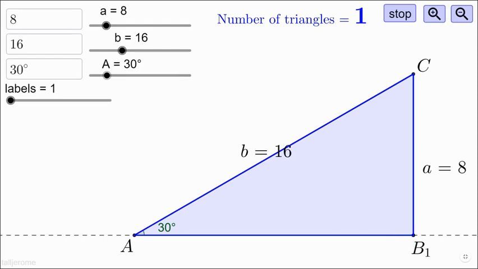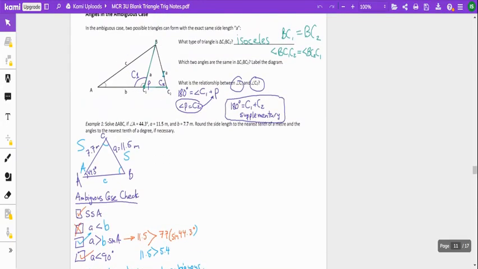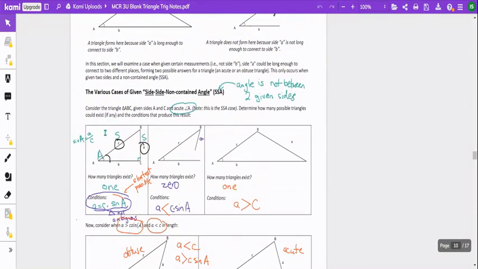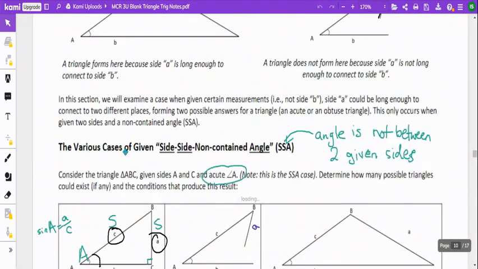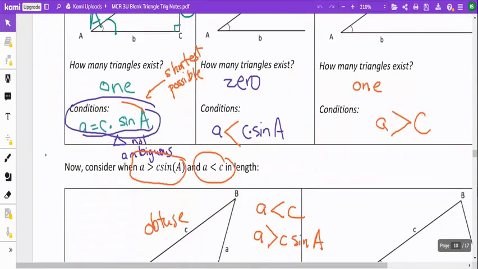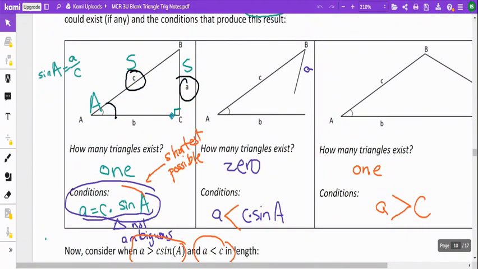So then we go back to our notes about the conditions under which we get a perfect right triangle. That's this first situation, where we make one triangle. How do we do that? We did a bit of math and found that A has to equal C times sine of A. That is the only way for us to have one right triangle.